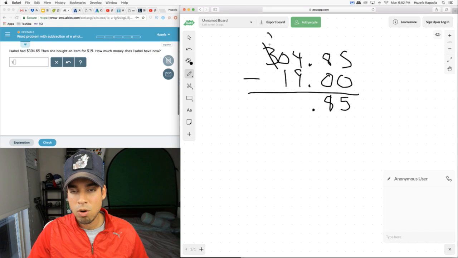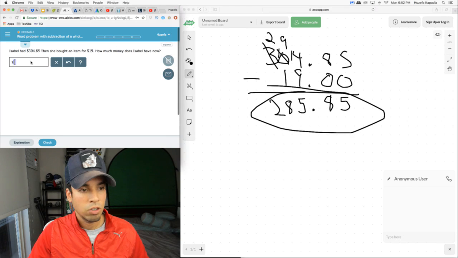Can't do that, we gotta borrow from the 3. This becomes 10, make it a 9, and this becomes 14. 14 minus 9 is 5, 9 minus 1 is 8, 2 minus nothing is 2. 285.